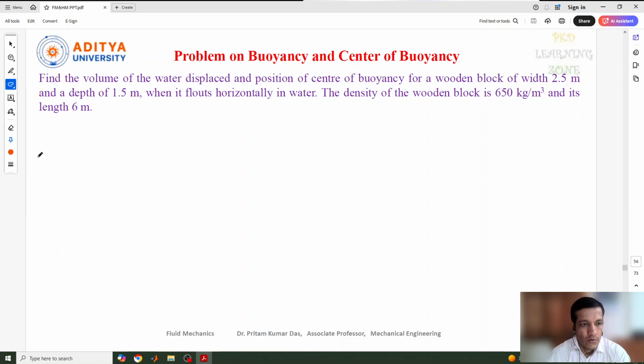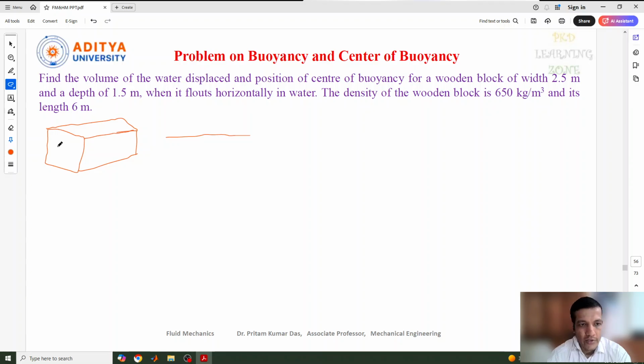So there is a wooden block. Suppose the wooden block is like this. Let's consider this is the wooden block, and this is going to float in the water. After floating, it should float horizontally, not vertically. It should float horizontally.